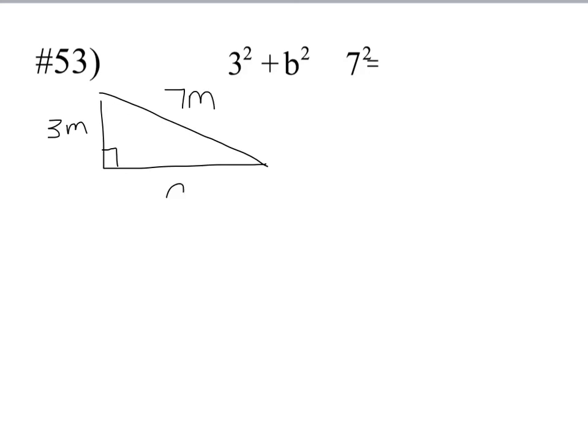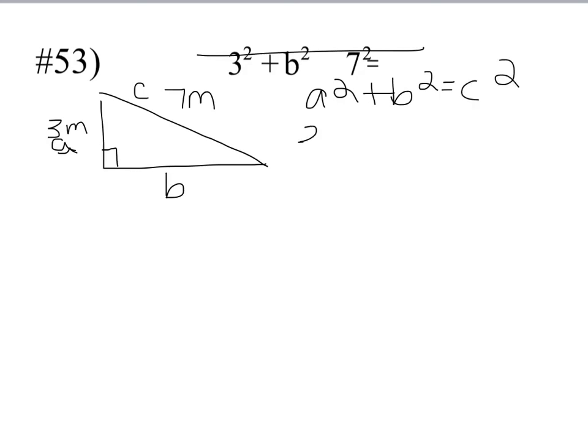And they want you to find this side. So we're going to call this side B, which makes this side A. And remember, the hypotenuse is always C. So when we go to plug in to A squared plus B squared equals C squared, 3 is A, so 3 squared plus B squared, and C is 7, so 7 squared.